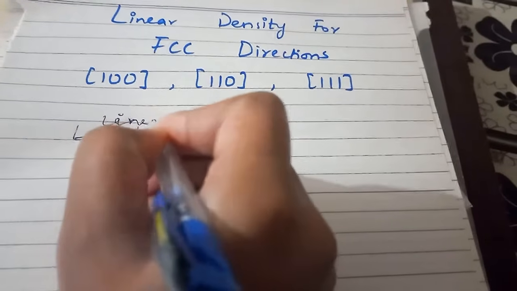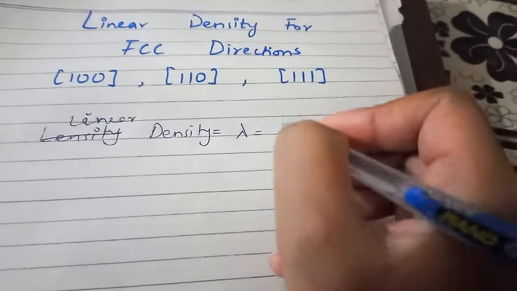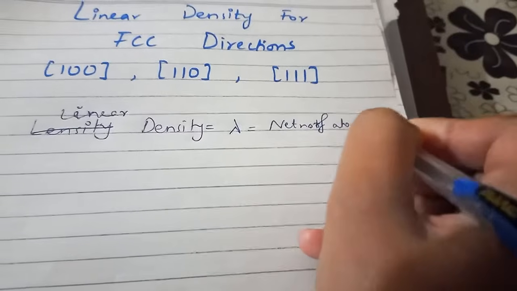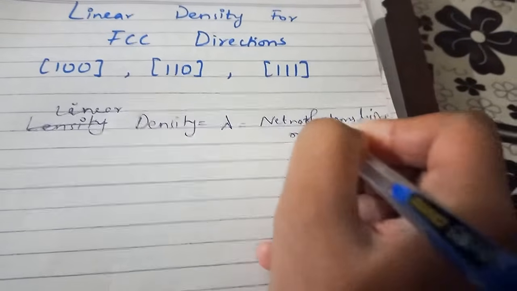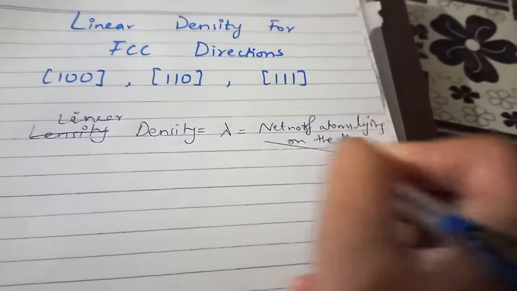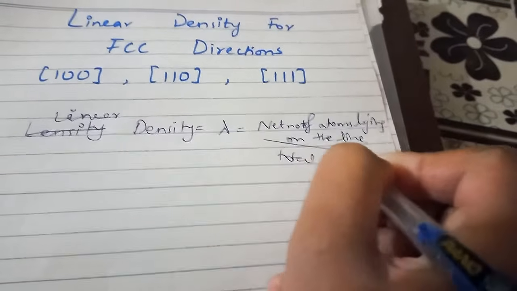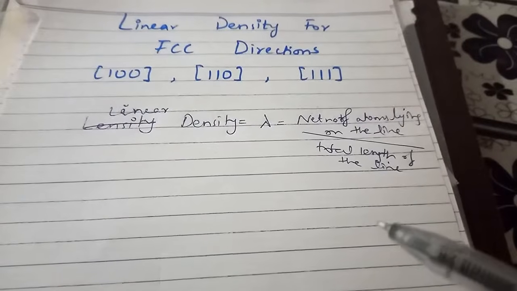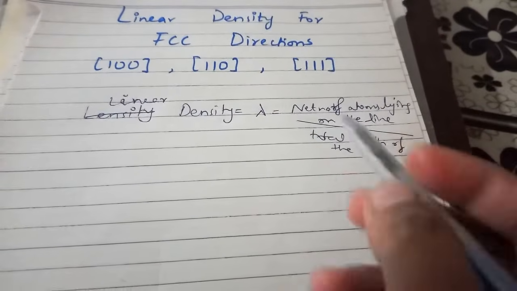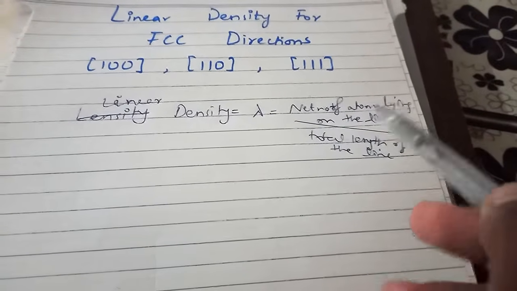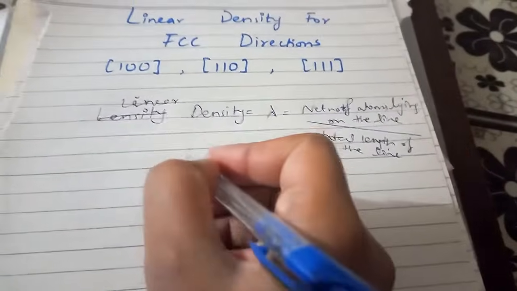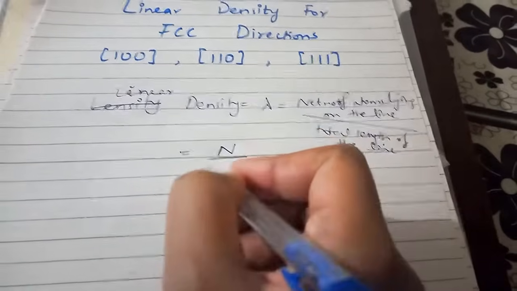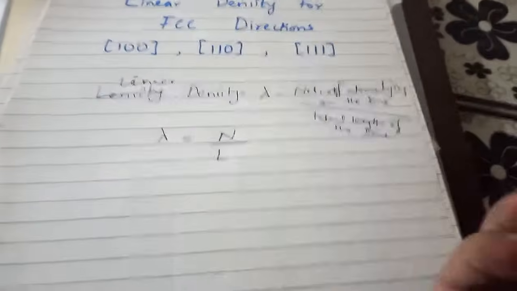So linear density equals the net number of atoms lying on the line divided by the total length of the line within one unit cell. One unit cell will be considered. Let us denote the net number of atoms lying on the line with capital N and the length of the line by capital L. So lambda equals capital N by L.